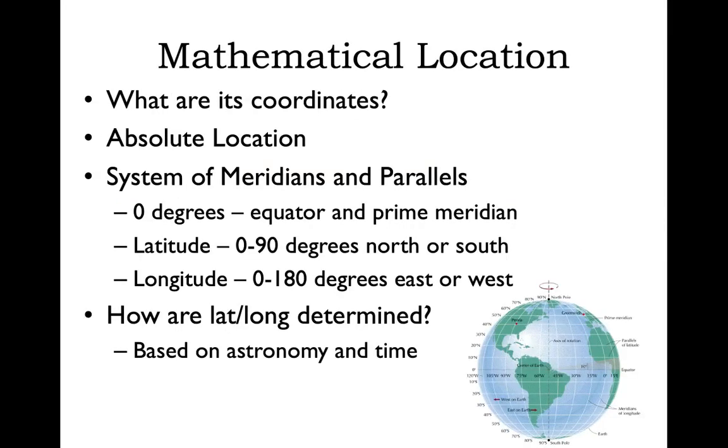Another way to determine location is through mathematical location. Mathematical location is the absolute location, or its coordinates, its longitude and latitude. And longitude and latitude are built on a system of meridians and parallels. 0 degrees latitude and 0 degrees longitude represent the equator and the prime meridian.